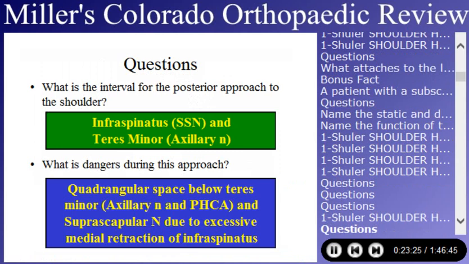Interval for posterior approach to the shoulder is infraspinatus, teres minor. Why is that important? Okay, it's important because you do not want to carry your dissection below the teres minor because then you hit the quadrangular space, which contains your axillary nerve, posterior humeral circumflex artery. You also do not want to put excessive traction on the infraspinatus because you can damage the suprascapular nerve.